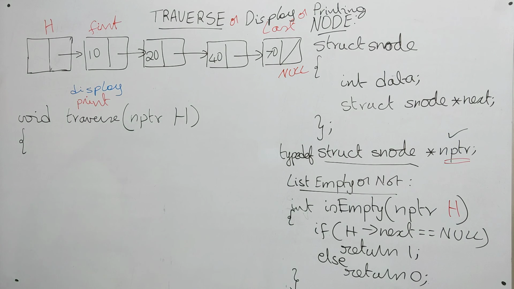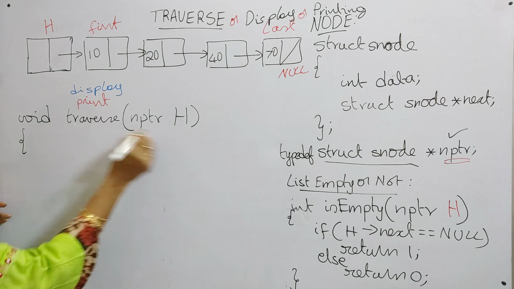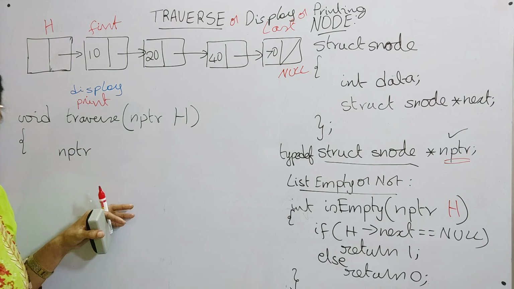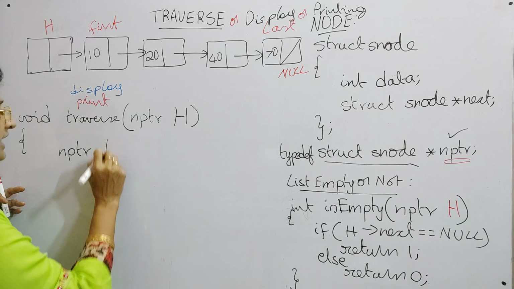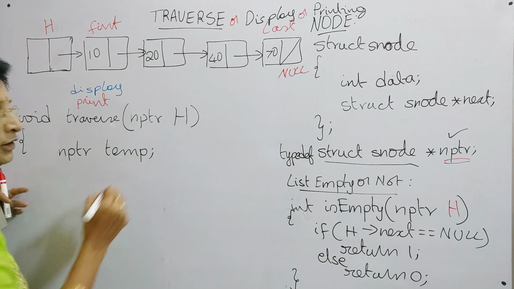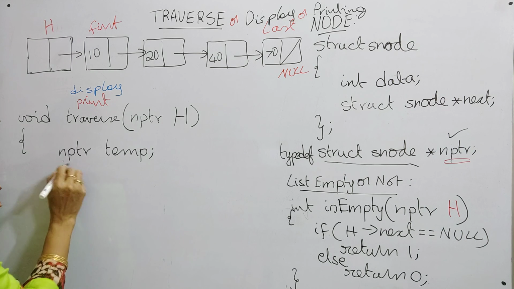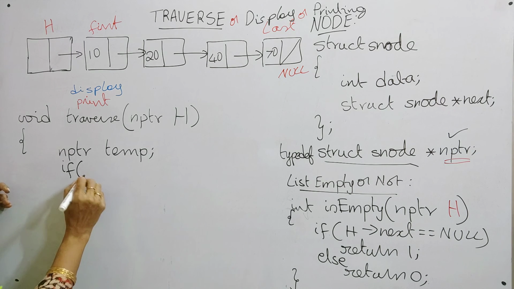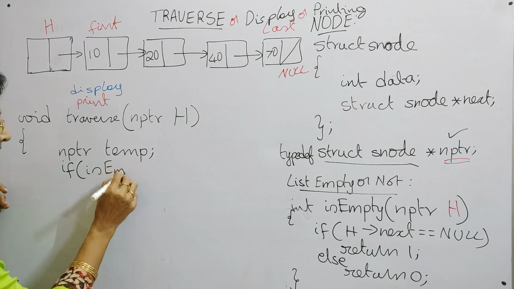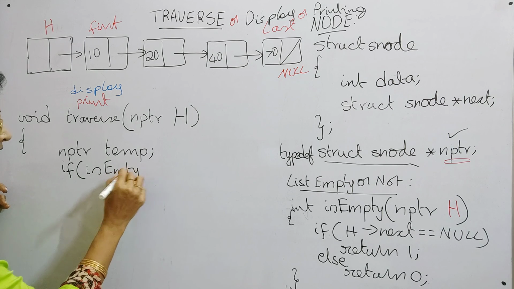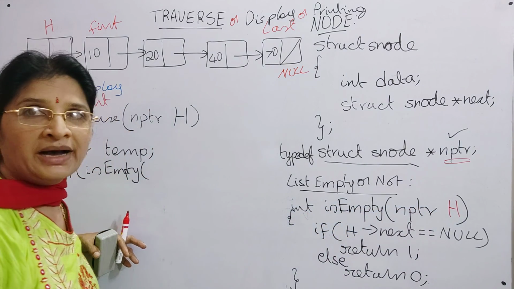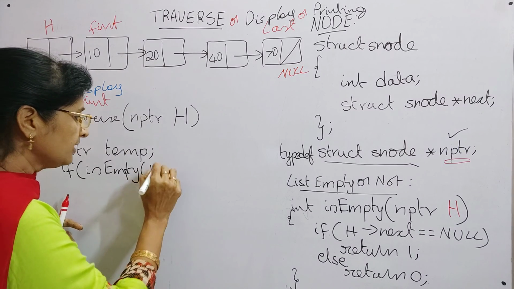Before checking that, first of all we require one extra pointer for our node, which I am declaring as temp. I will tell you why it is required. Now I will check whether the list is empty or not. I will write if is empty of, and for this function also you have to pass the header node. So here I am passing h.